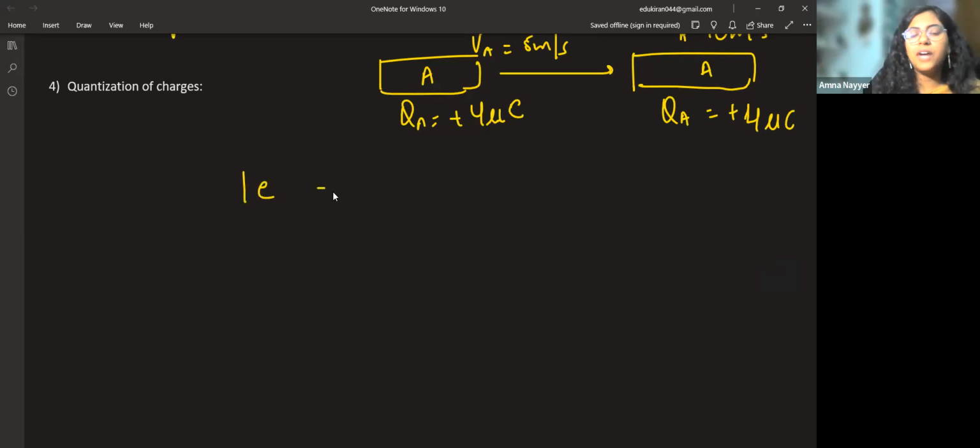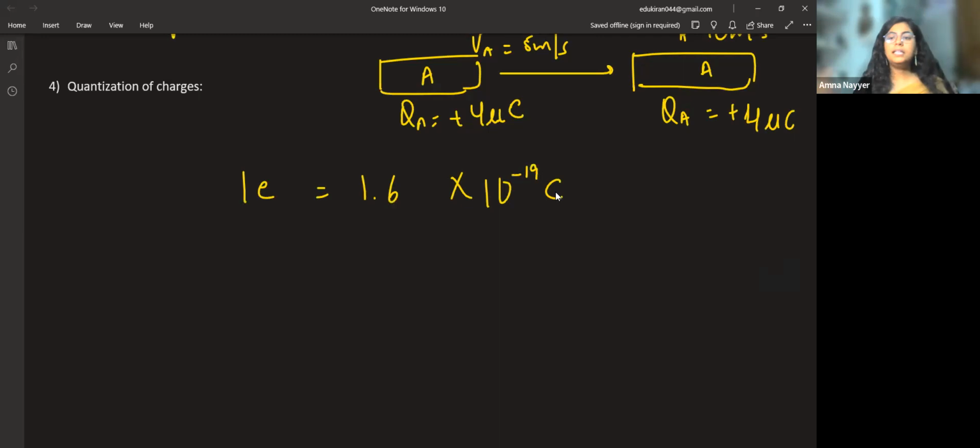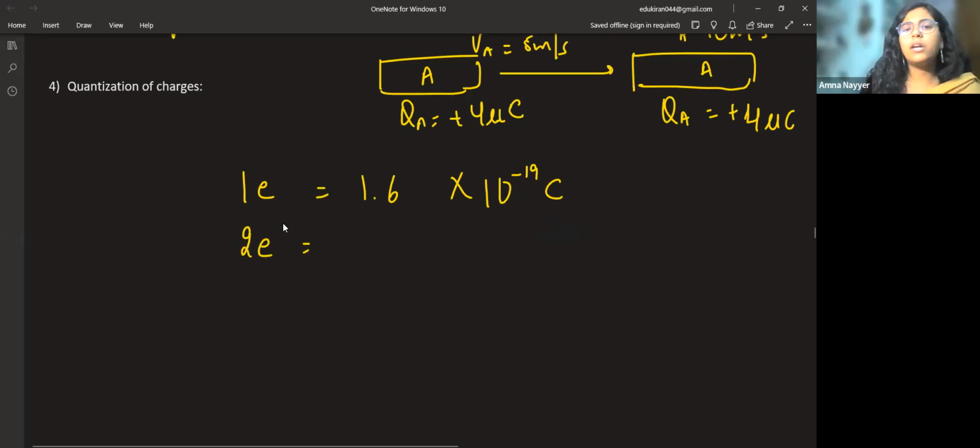See, one electron is holding how much charge? 1.6 into 10 to the power -19 coulomb. This I have told you that you all have to remember, because this will be used everywhere, not only in this lesson, in the upcoming lessons also. So the amount of charge that a single electron is holding is 1.6 into 10 to the power -19, right? If I say 2 electrons, then according to you, what should be the amount of charge?